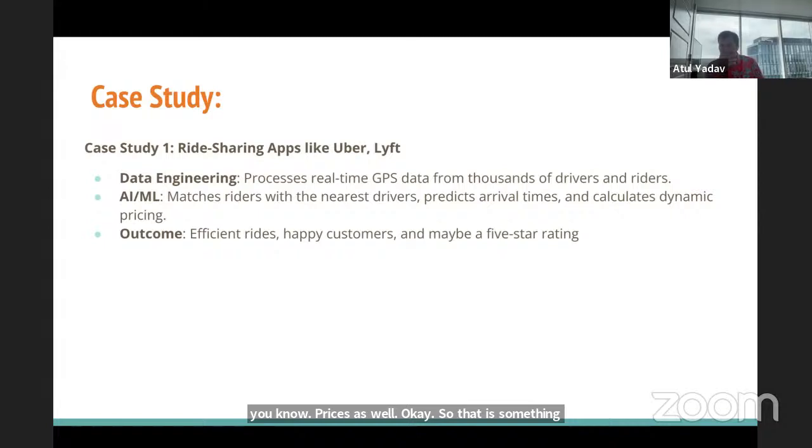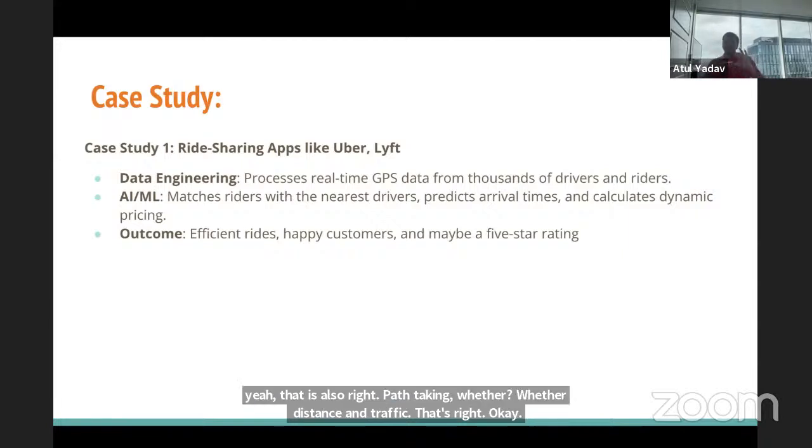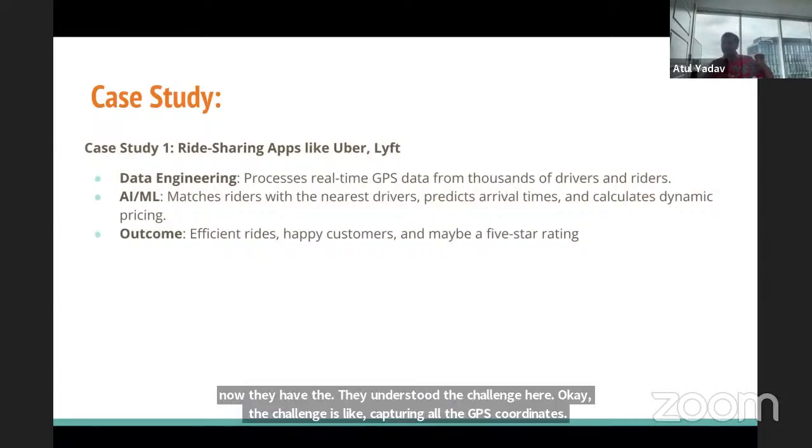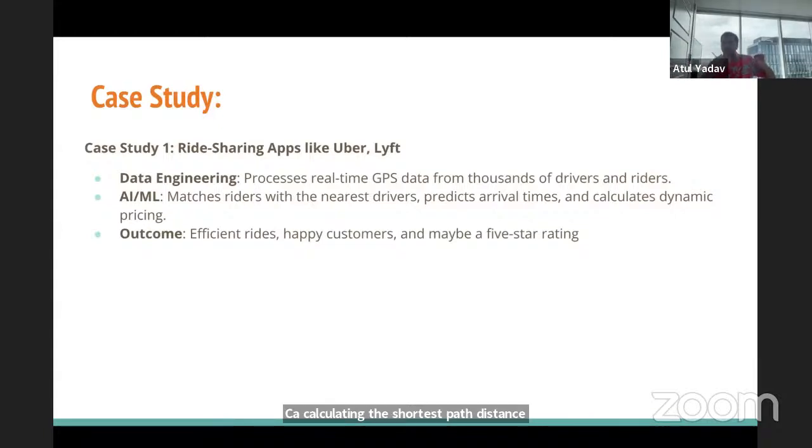Yes, that is also right: shortest path, taking weather, distance, and traffic into consideration. That's right. Now they understood the challenge here. The challenge is capturing all the GPS coordinates, calculating the shortest path, weather, distance, traffic, and calculating the price. Then how can they do this?